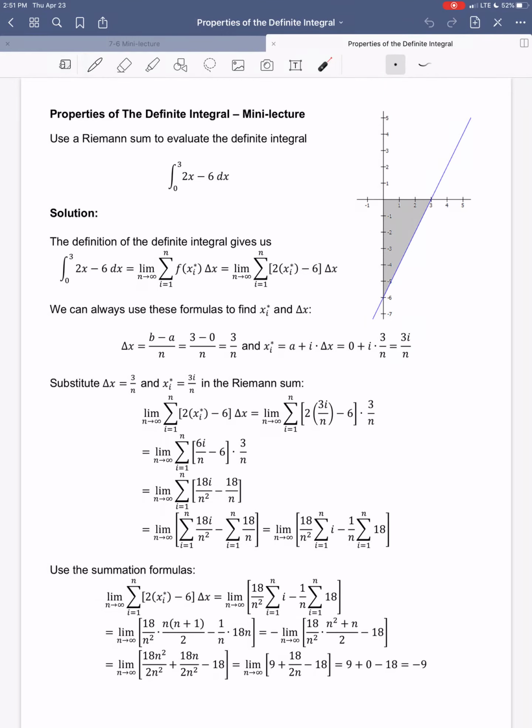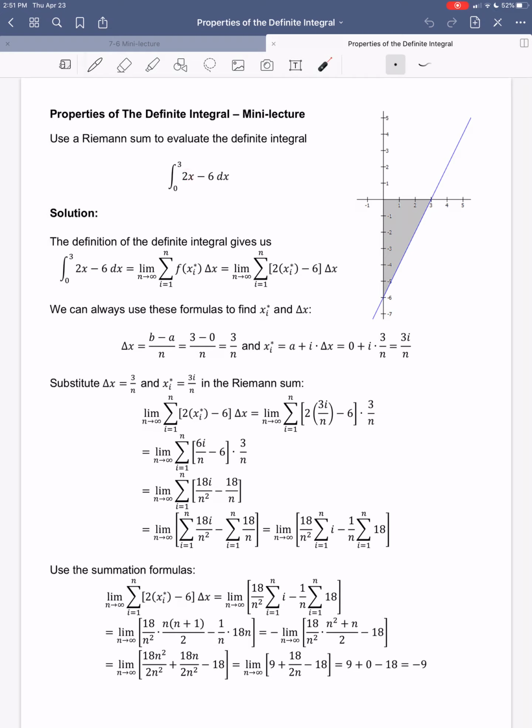We've talked about what the definite integral is. Now we're going to look at some properties of the definite integral. And so to start with, it's a little bit of a review again of how to evaluate a definite integral. So here we have the integral from 0 to 3 of 2x minus 6 dx.